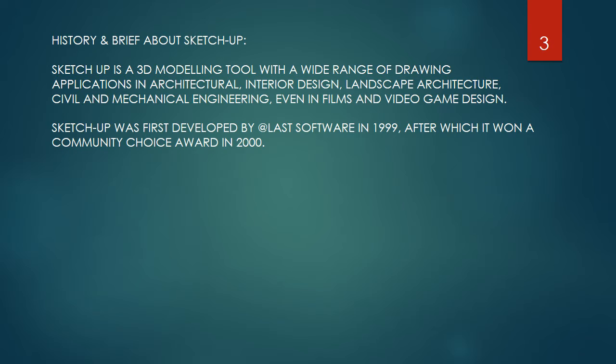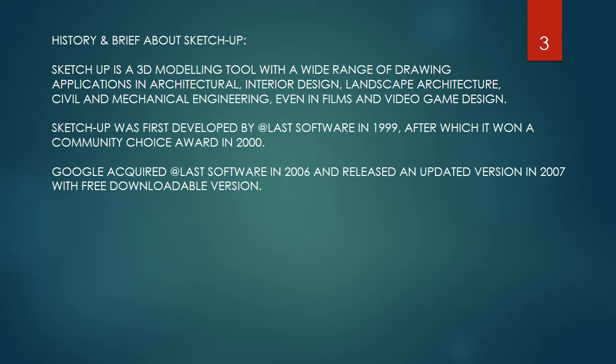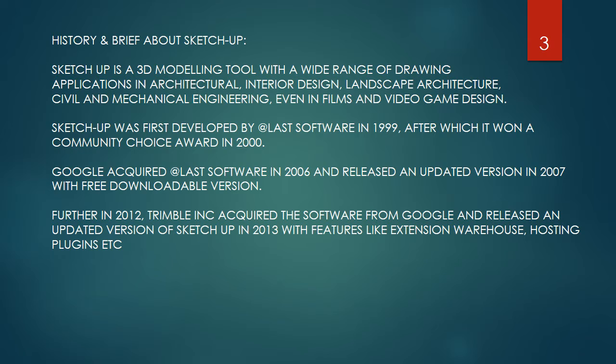SketchUp was first developed by At Last Software in 1999, after which it won a Community Choice Award in 2000. Google acquired At Last Software in 2006 and released an updated version in 2007 with a free downloadable version. Further, in 2012, Trimble Inc. acquired the software from Google and released an updated version of SketchUp in 2013 with features like extension warehouse, hosting plugins, etc.